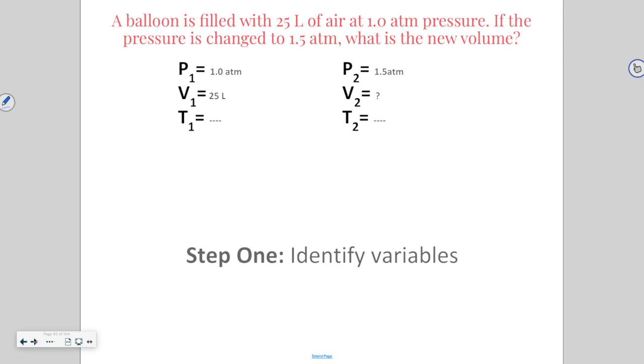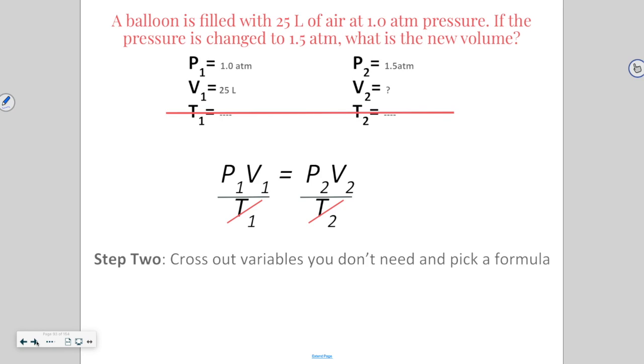So listing out those variables, we notice that I don't have a temperature. So your ATMs are the same value, you're good to go, and you're solving for volume in liters. So right here, cross out the variables you don't need. I don't need temperature. When they don't talk about it, that means it's staying constant. It's not imperative to your equation. All right, so here was my original combined gas law. I can mark out temperature, and I'm just using P1V1 equals P2V2.